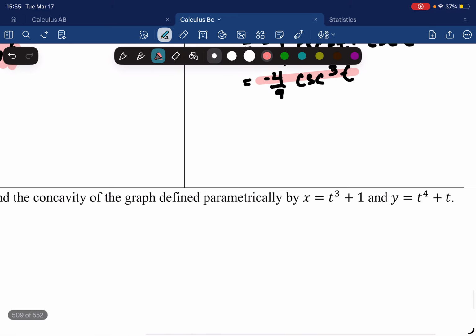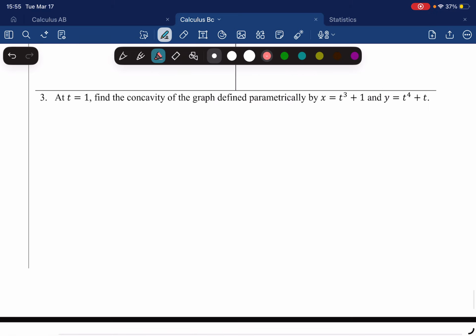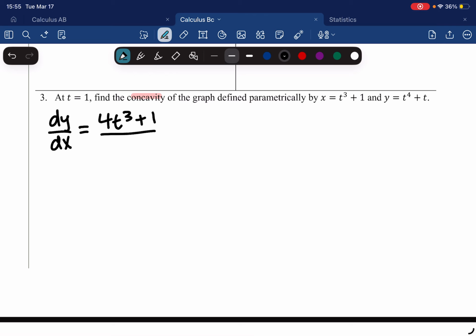Okay, last problem, number 3, says at t equals 1, find the concavity of the graph defined by the parametric equations x and y. Since we're talking about concavity here, we need to recall that in order to determine concavity, we need to find the second derivative. So in order to do that, first I'm going to find the first derivative. dy/dx is equal to the derivative of y, so that's 4t cubed plus 1, divided by the derivative of x, so 3t squared.